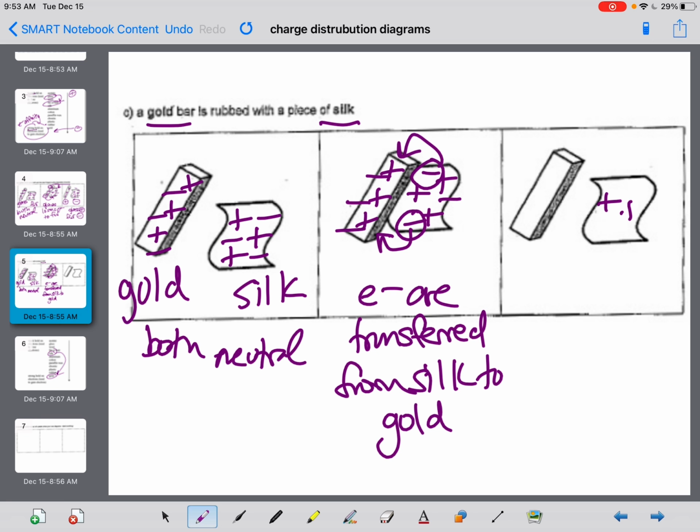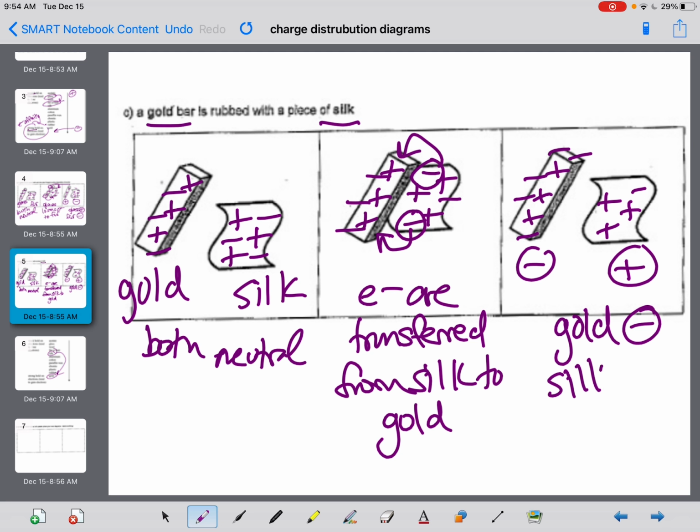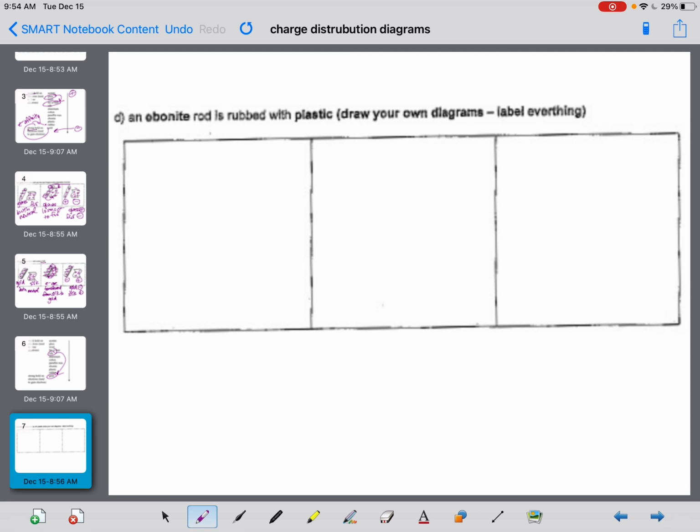So as an end result, we should have a negatively charged gold and a positively charged piece of silk. So gold is negative and silk is positive. All right, so let's take a look at the next one.